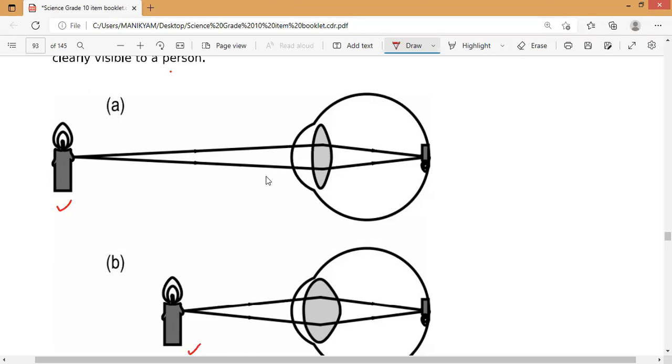Now this is the far object. So is the lens thicker or thinner? Thinner. His ciliary muscles are relaxed. Now when he is seeing the near objects, the lens is thicker, so the focal length is less. So the ciliary muscles are in contraction or relaxation? They have been contracted. Is it yes or no? Yes, contracted.